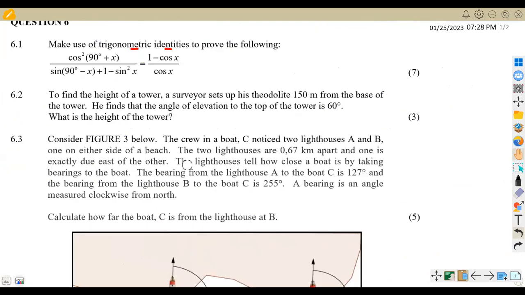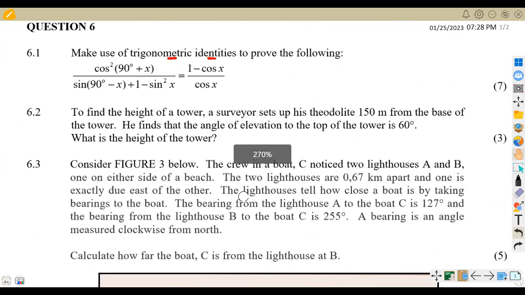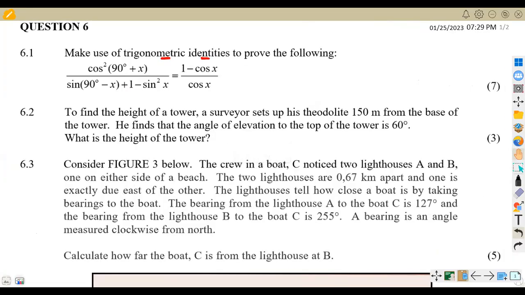6.2, that is, the first part had 7 marks. That's a lot, guys. As you can see, this first part actually had 7 marks. Anyways, in 6.2 we are given to find the height of a tower. A surveyor sets up his theodolite 150 meters from the base of the tower. He finds that the angle of elevation of the top of the tower is 60 degrees. What is the height of the tower?